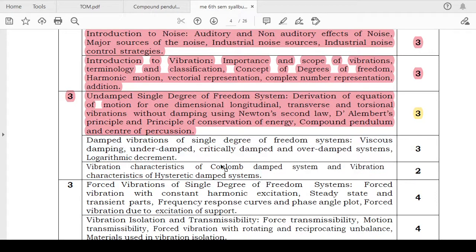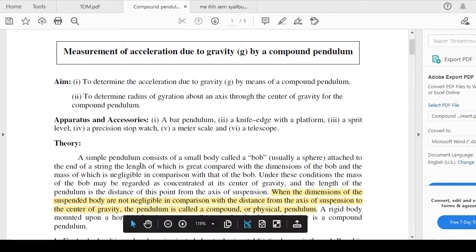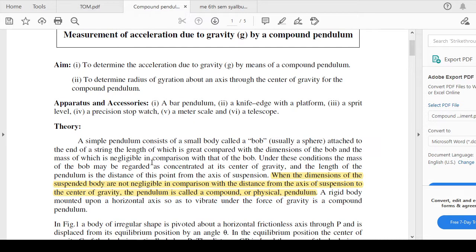Okay, let's get started with the compound pendulum. Basically the compound pendulum is a kind of experiment which you have gone through in your 12th physics as well. The simple pendulum consists of a small body called a bob, attached to the end of a string, whose length is large compared with the dimensions of the bob, and the mass of the string is negligible in comparison with the bob. Under these conditions the mass of the bob may be regarded as concentrated at its center of gravity. If the bob is a ball, then the center of gravity will be the center of that ball.